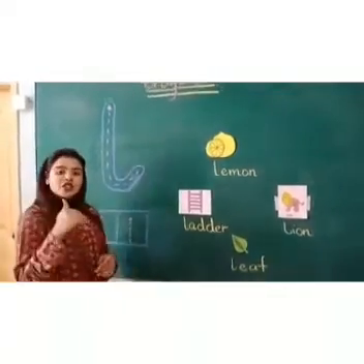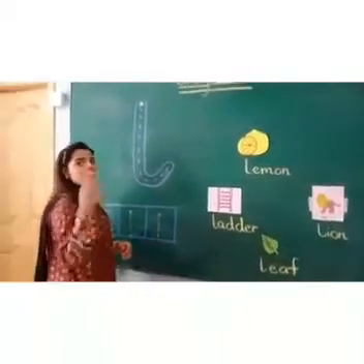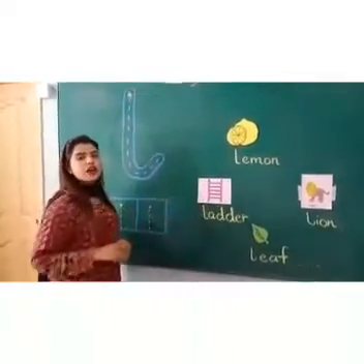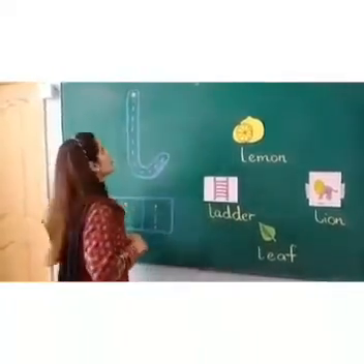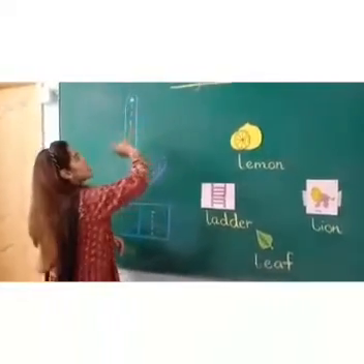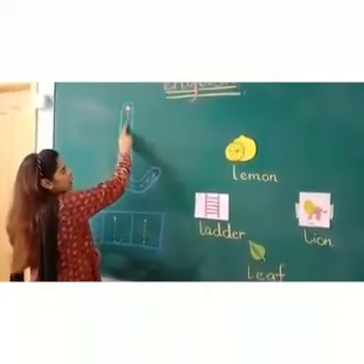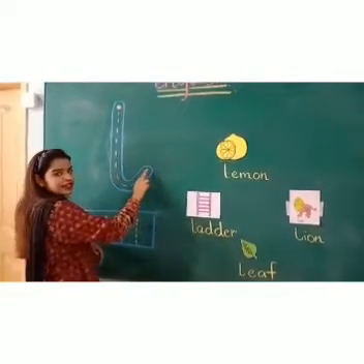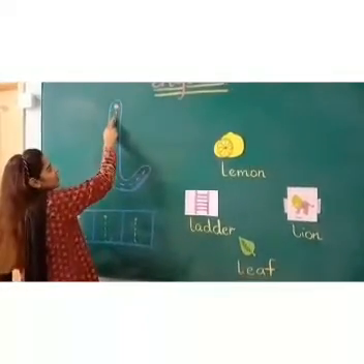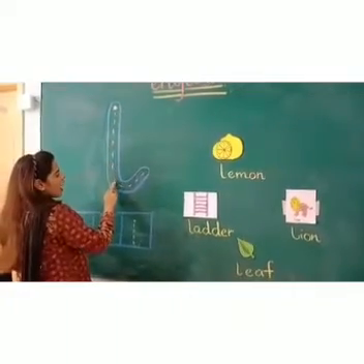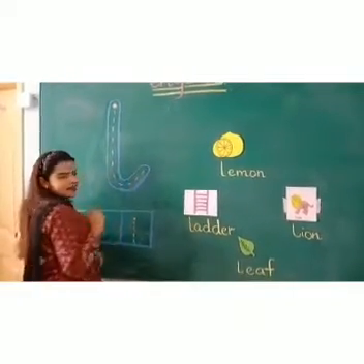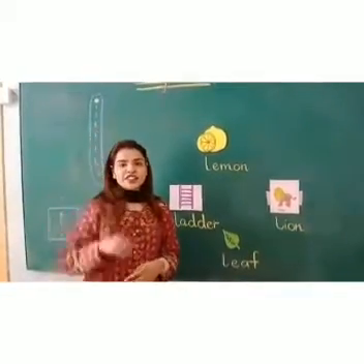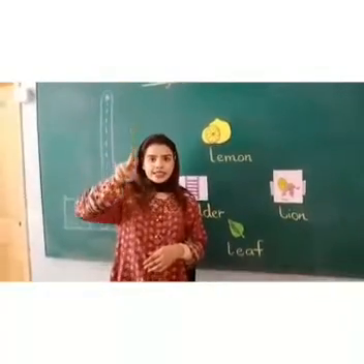Now let's just go and trace it once with our fingers and then we are going to jump towards the vocabulary. Come on, show me your two fingers. L is down and down and make a tick. Come on, do it with me once again. Show me your two fingers, everyone. L is down and down.